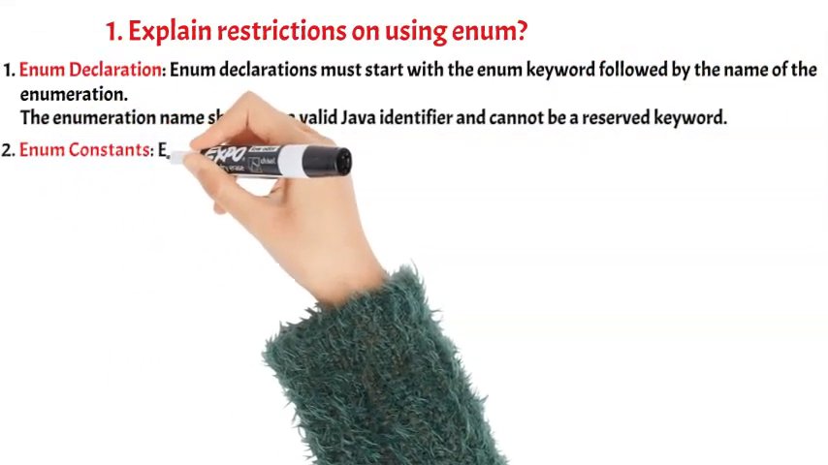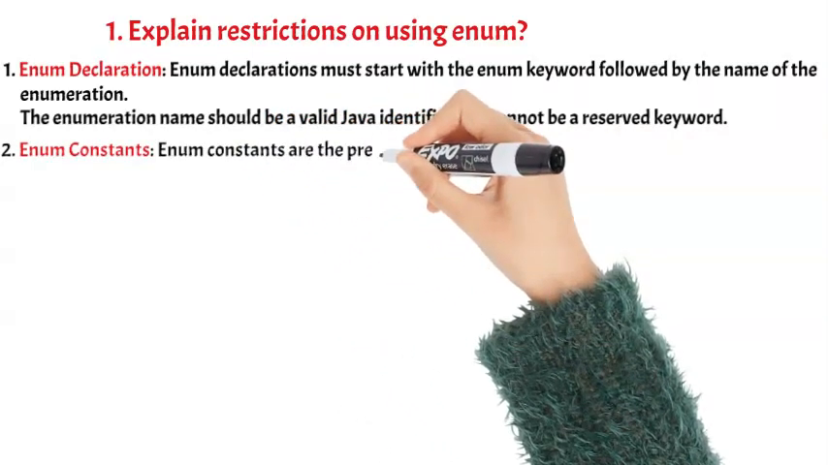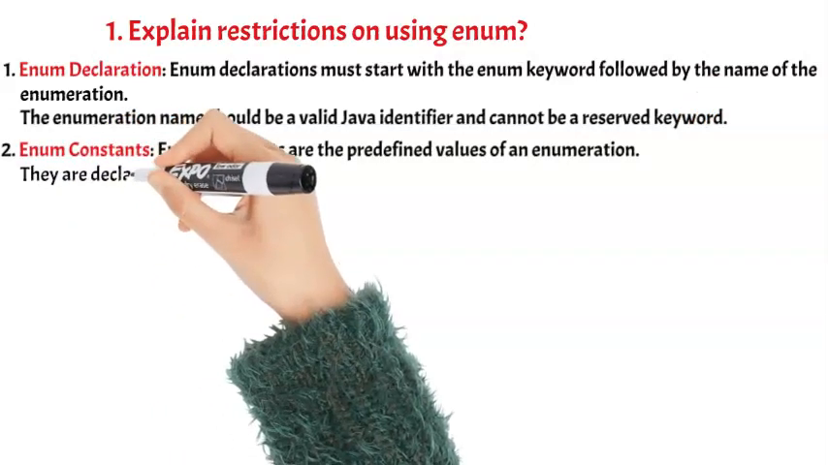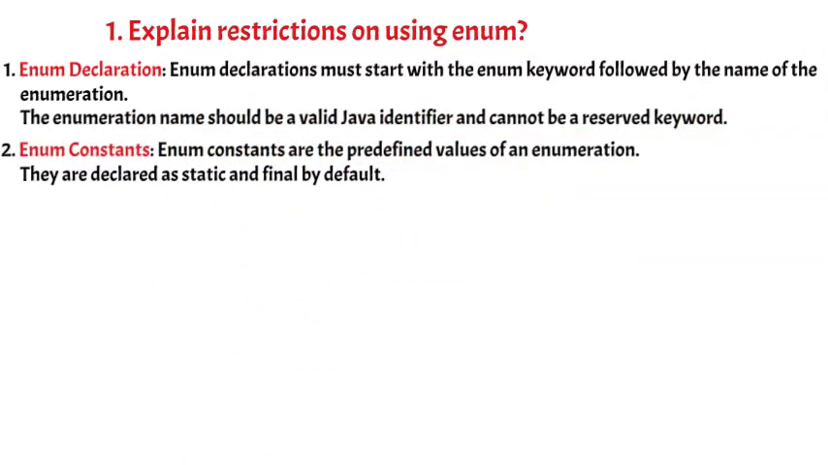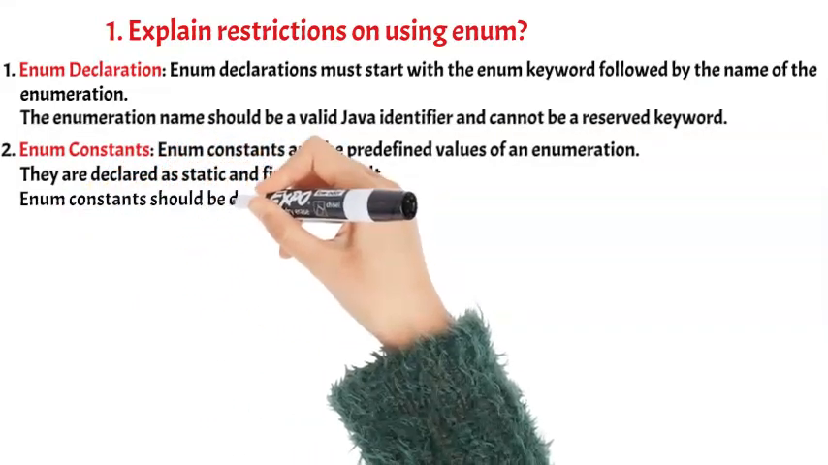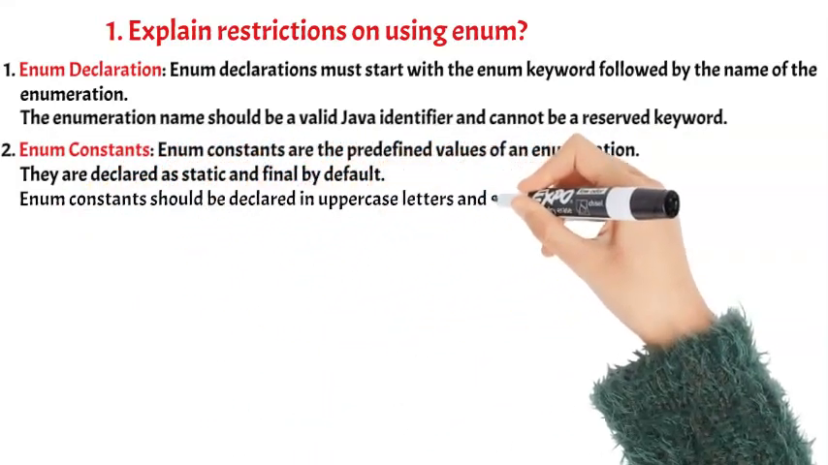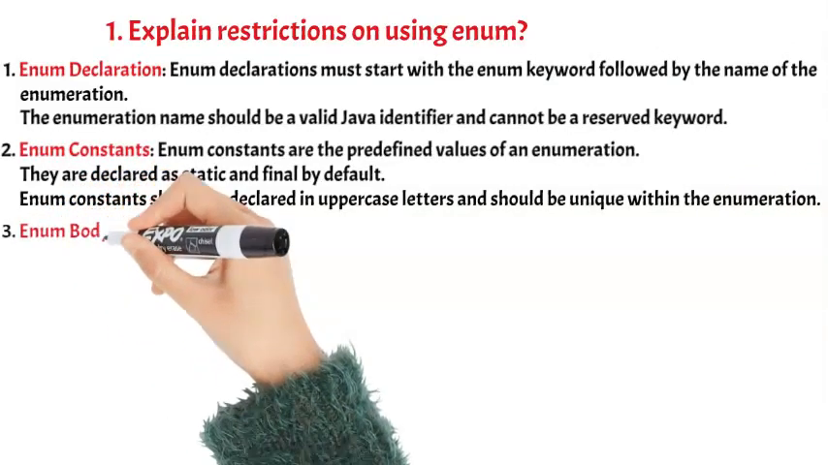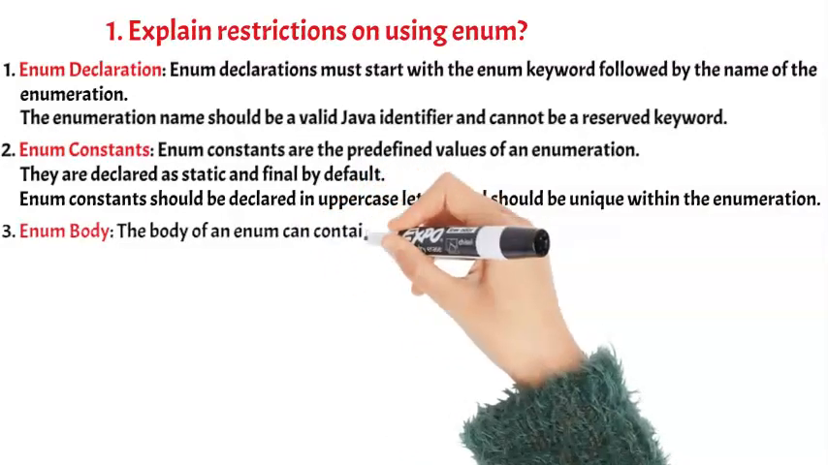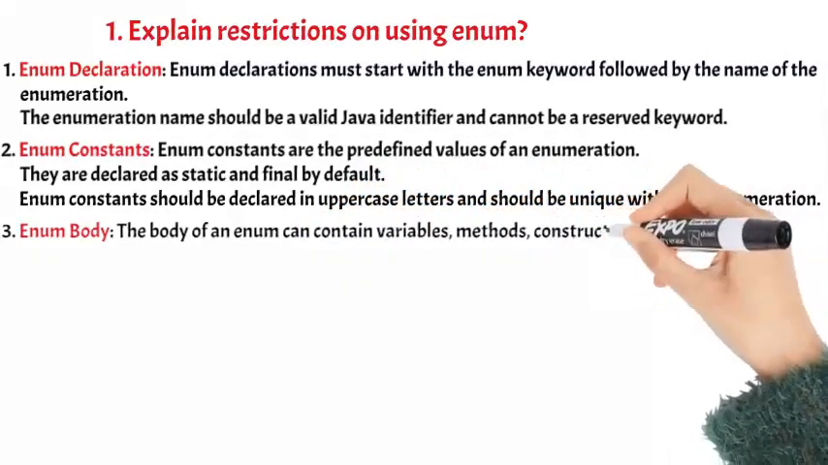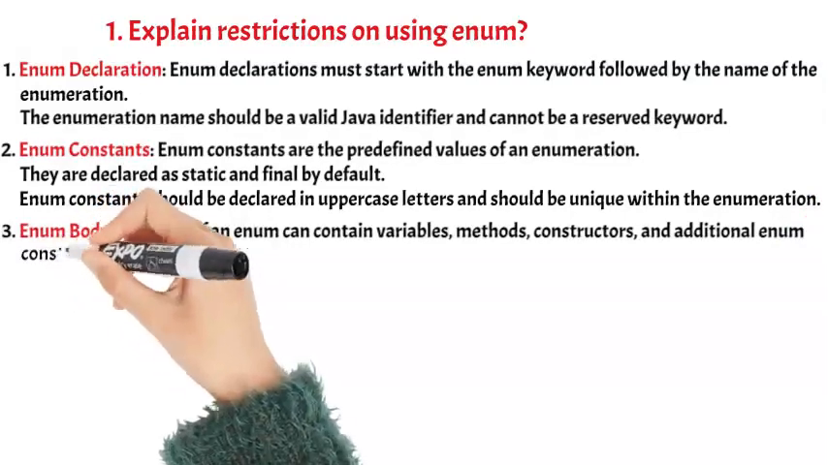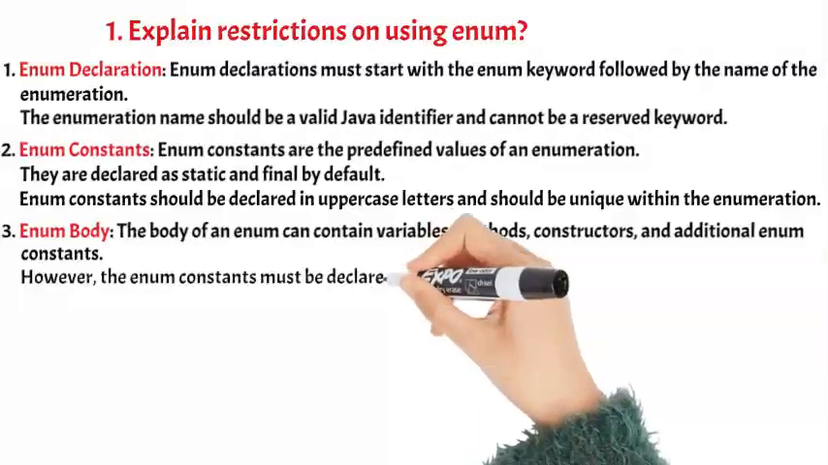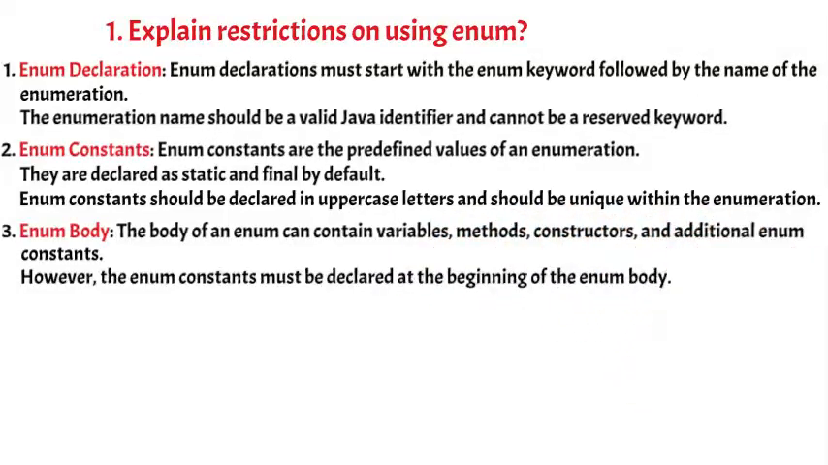2. Enum constants. Enum constants are the predefined values of an enumeration. They are declared as static and final by default. Enum constants should be declared in uppercase letters and should be unique within the enumeration. 3. Enum body. The body of an enum can contain variables, methods, constructors, and additional enum constants. However, the enum constants must be declared at the beginning of the enum body.